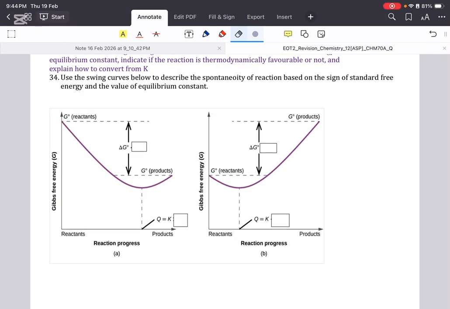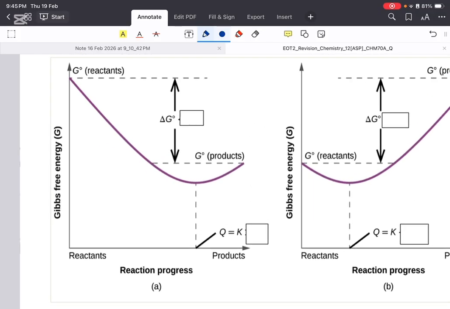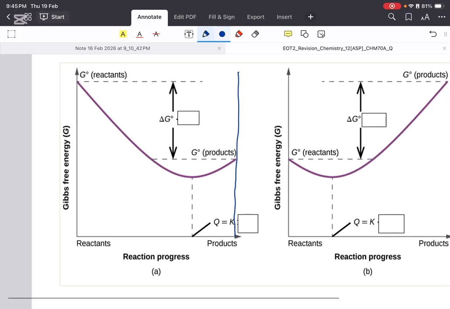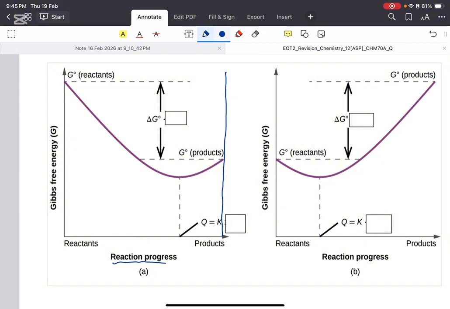Now, in the next question, use the swing curves below to describe the spontaneity of reaction based on the sign of standard free energy and the value of equilibrium constant K. So the sign of delta G and K. Now let me first explain this graph. Whenever you see a graph like this, I want you to draw the y-axis also from the other side of the graph. Now the x-axis represents the progress of the reaction and the y-axis represents the Gibbs free energy.